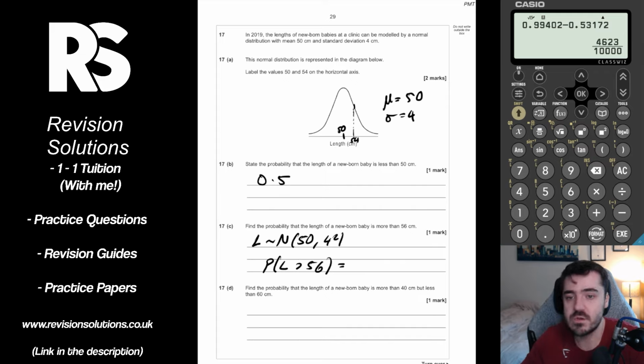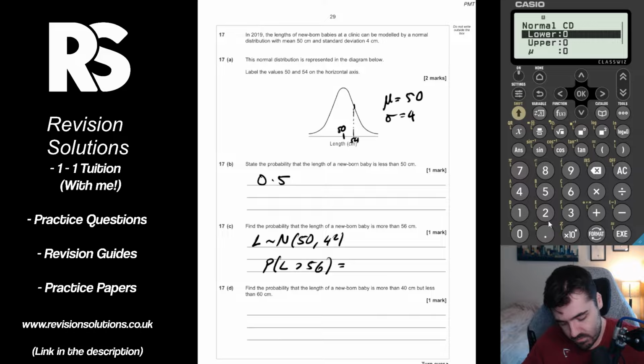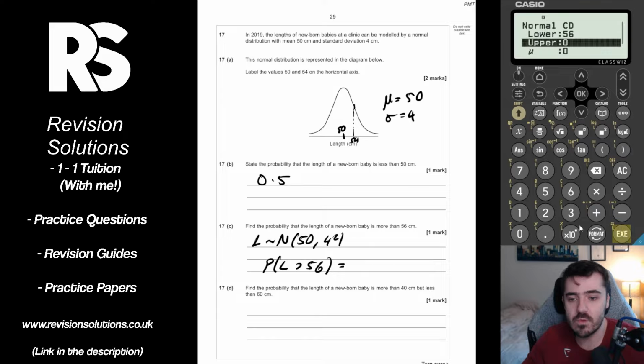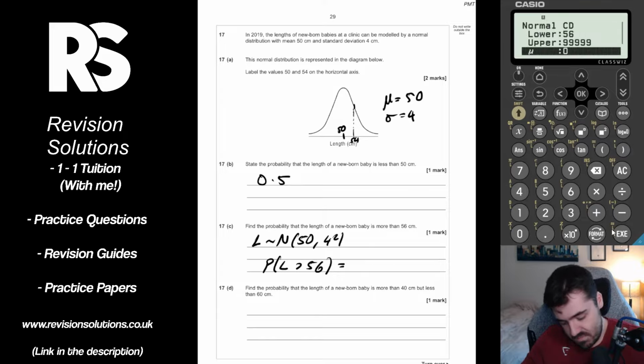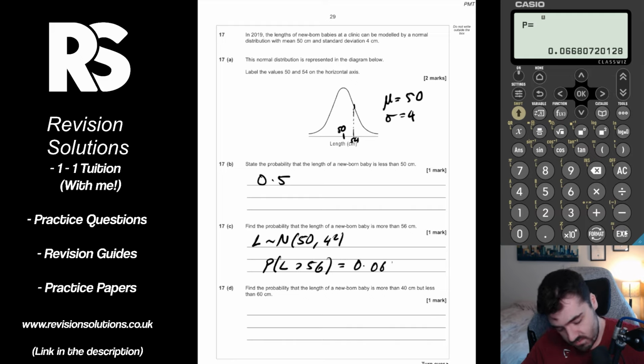That's a question for our CD function for the normal. So normal CD, the lower would be 56, and then we'd want to add all the probability all the way up to infinity, so I'm just going to plug in a big number. And the mean is 50, standard deviation is 4. Execute that. That's got a probability of 0.0668.